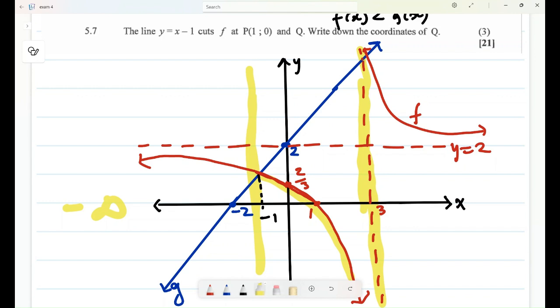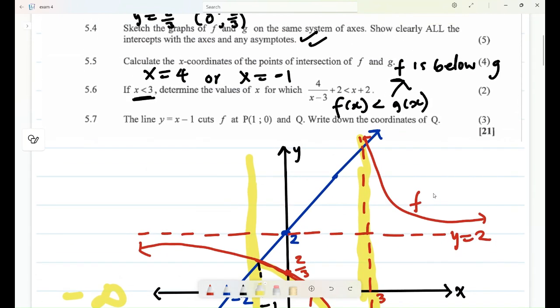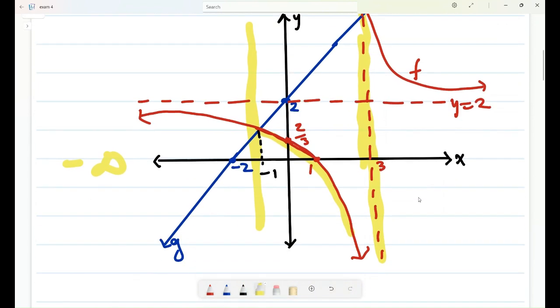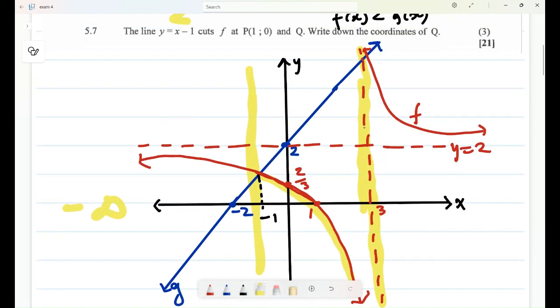Because why? Check after 3. After 3, what happens? g is below, but now it has passed this interval. If x is less than 3, it means whatever value we have, it shouldn't be greater than 3 or equal to 3. It should be strictly less than 3. So we only consider this portion from -1 to 3.